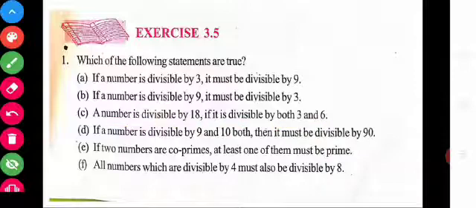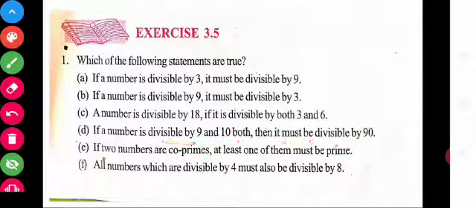Read the next one. If a number is divisible by 9 and 10 both, then it must be divisible by 90. Is it true or false? True. Because if a number is divisible by two co-prime numbers, then it is divisible by their product also. Yes. So the statement is true.